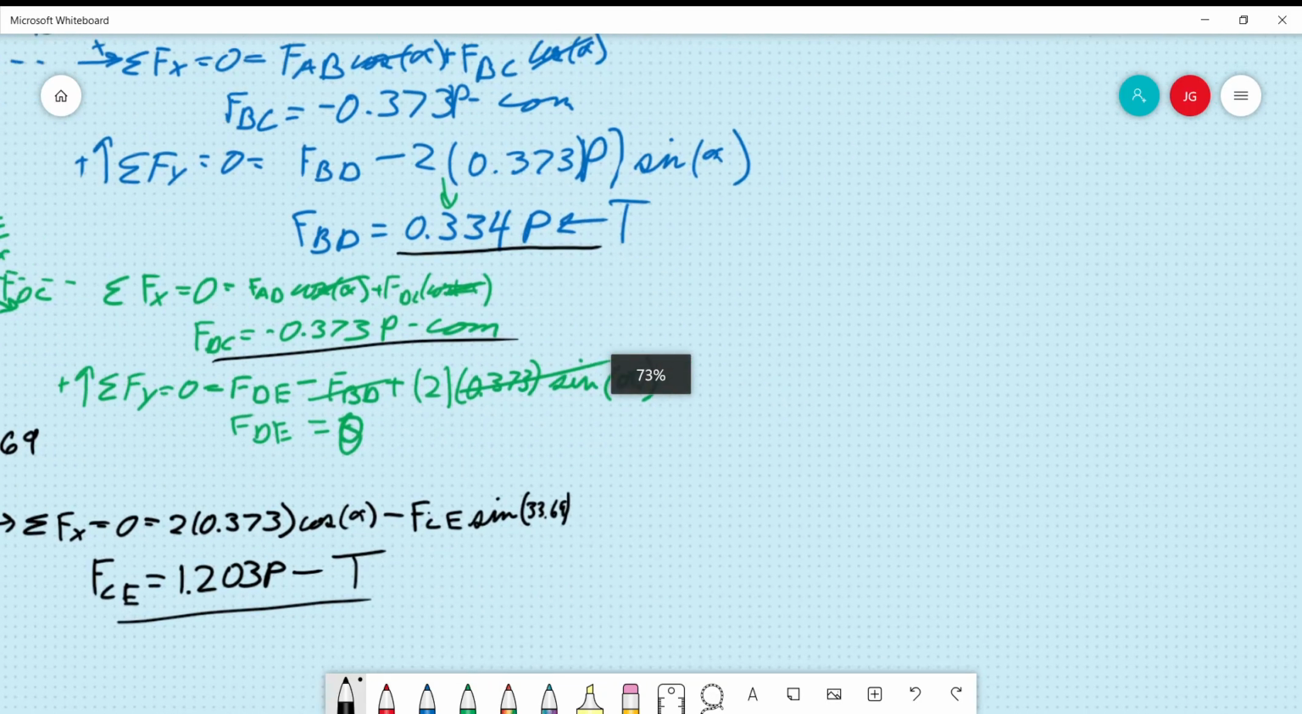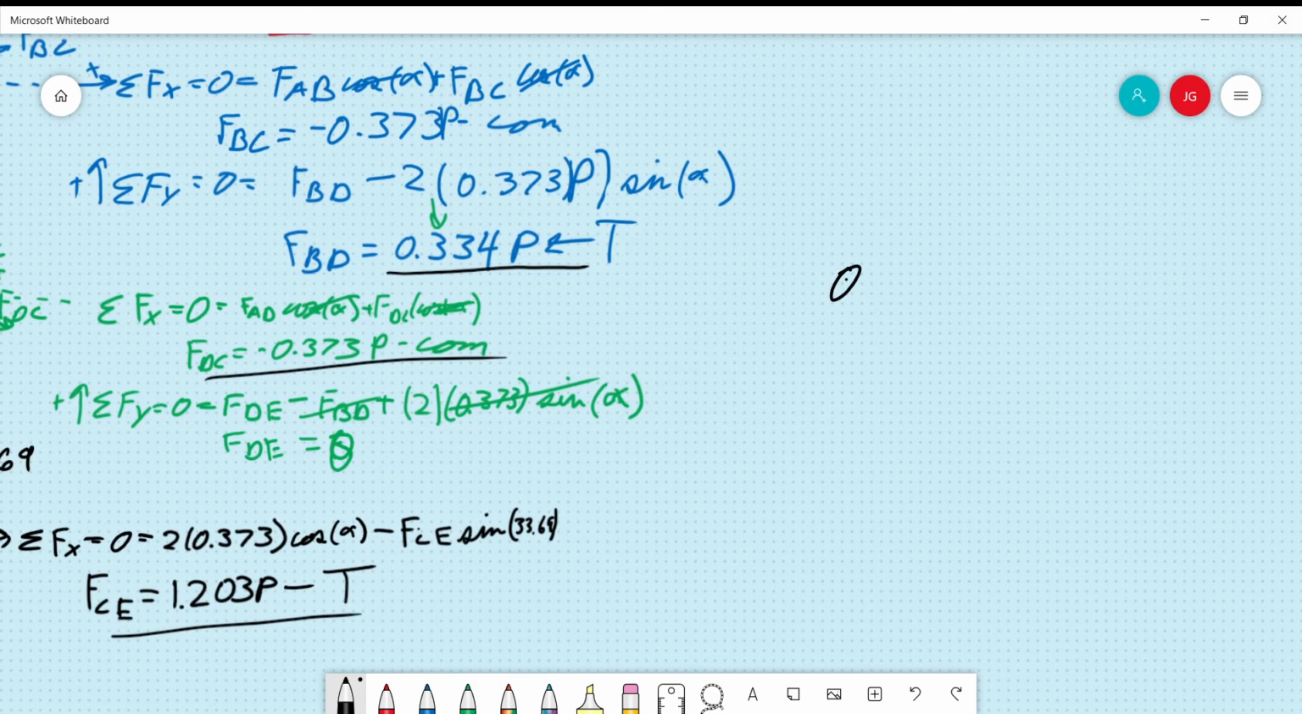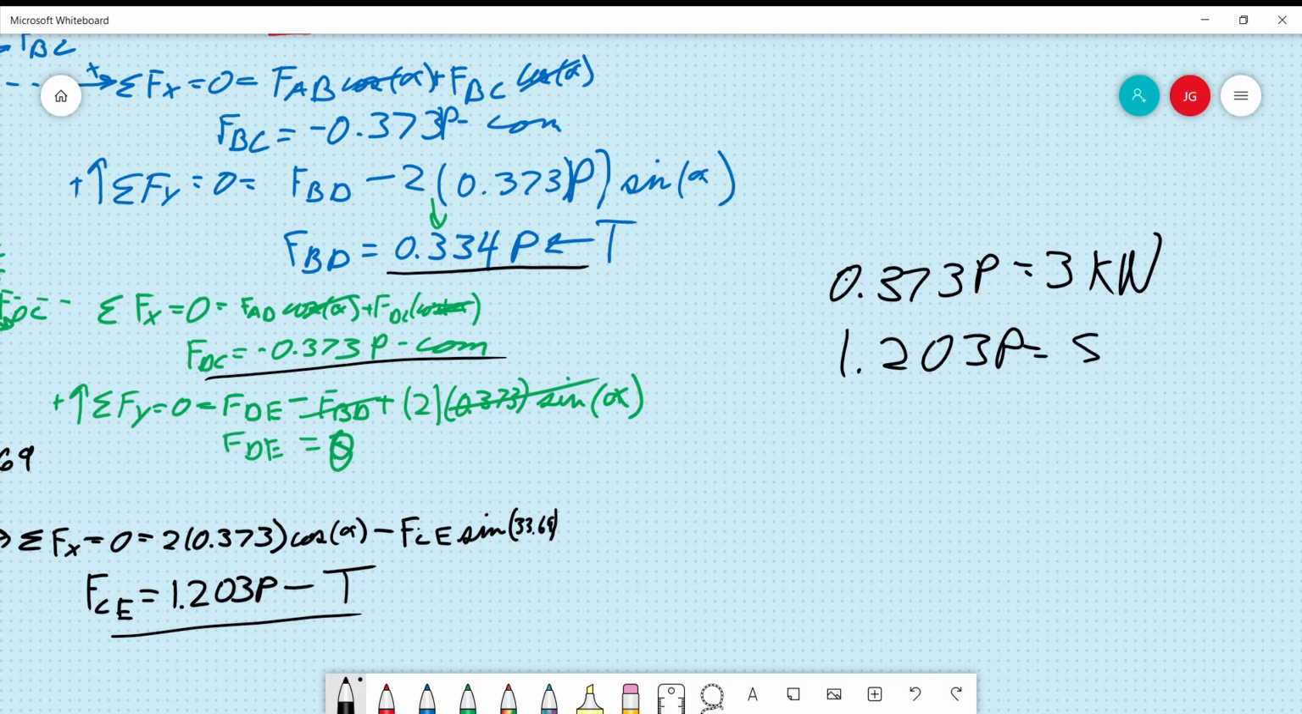So you have 0.373P, and this is in compression. This one's going to go 3 kilonewtons. And I have 1.203P, which is in tension. So that's going to be 5. And I have 0.334P. It's also in tension. So that's also going to be equal to 5.